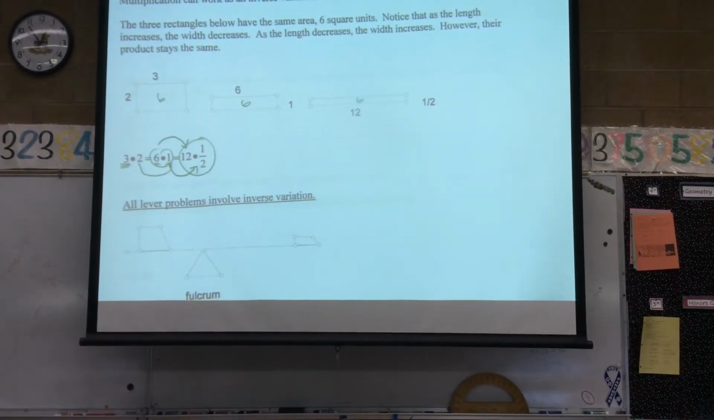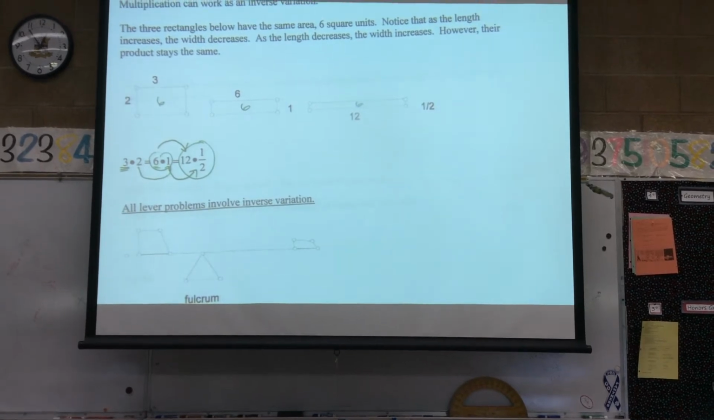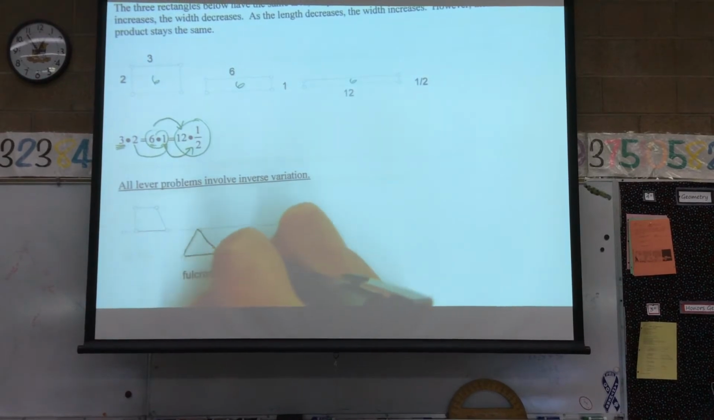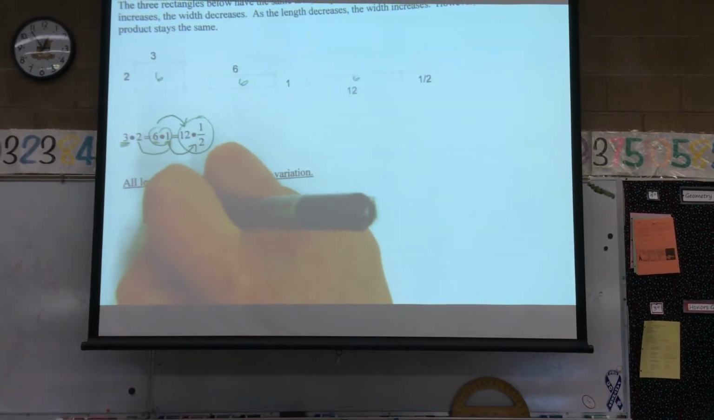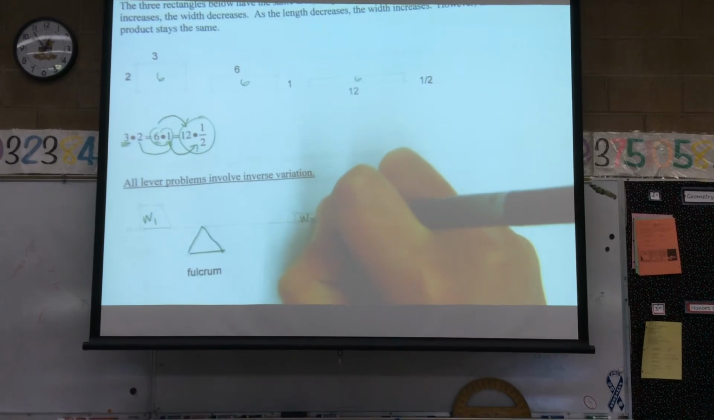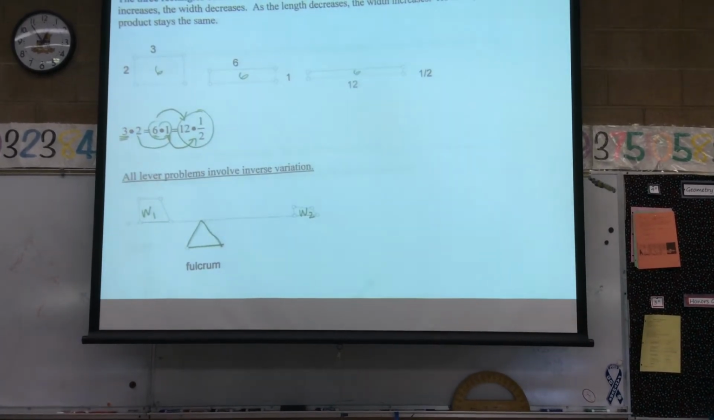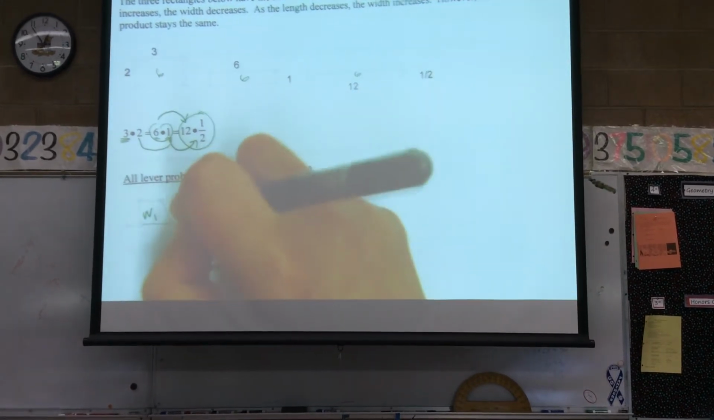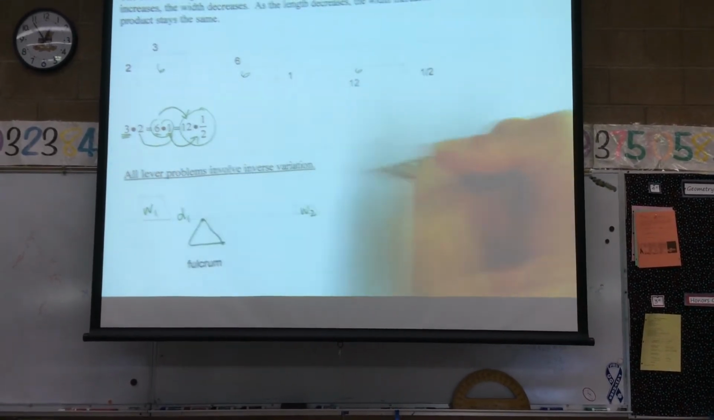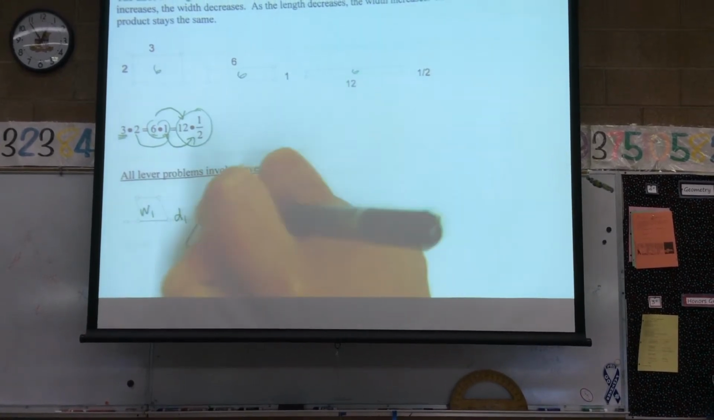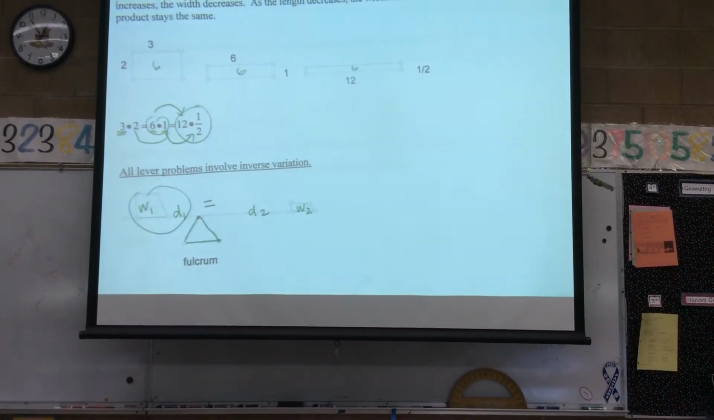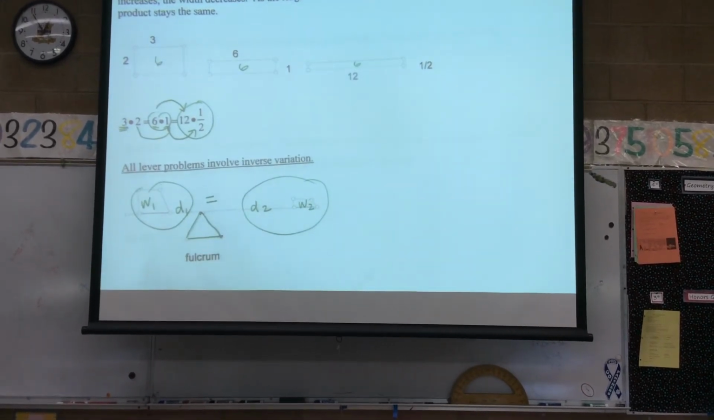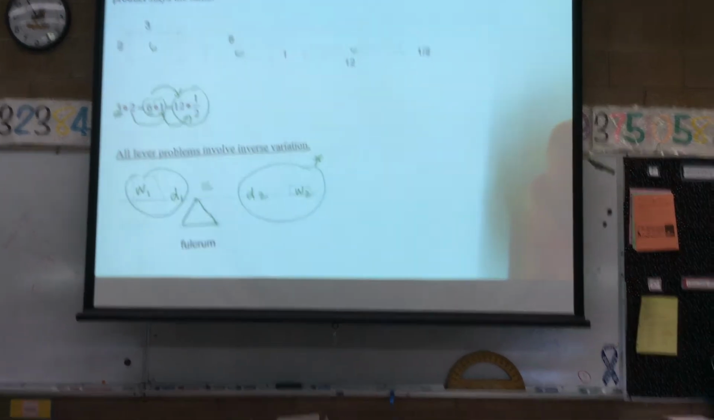So all lever problems, or seesaw problems, involve inverse variation. You have a fulcrum point, and we want to balance weight number 1 and weight number 2. And these two things are not equal. So how do we know where to place the fulcrum in order for these to balance? Well, we have to know something about distance 1 and distance 2. If the product of those two is equal to the product of these two, then you will be able to perfectly balance it. Let's go and look at a little example.